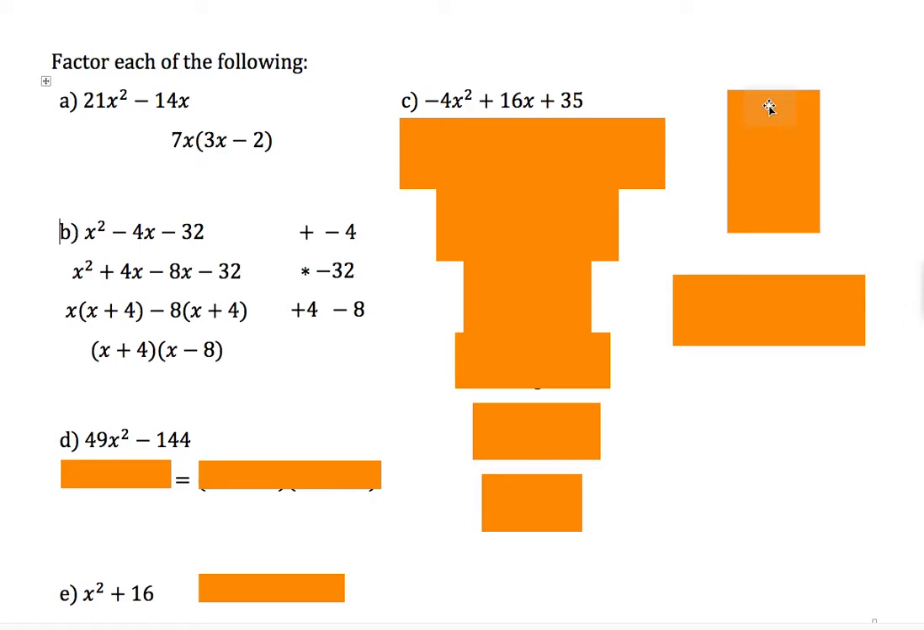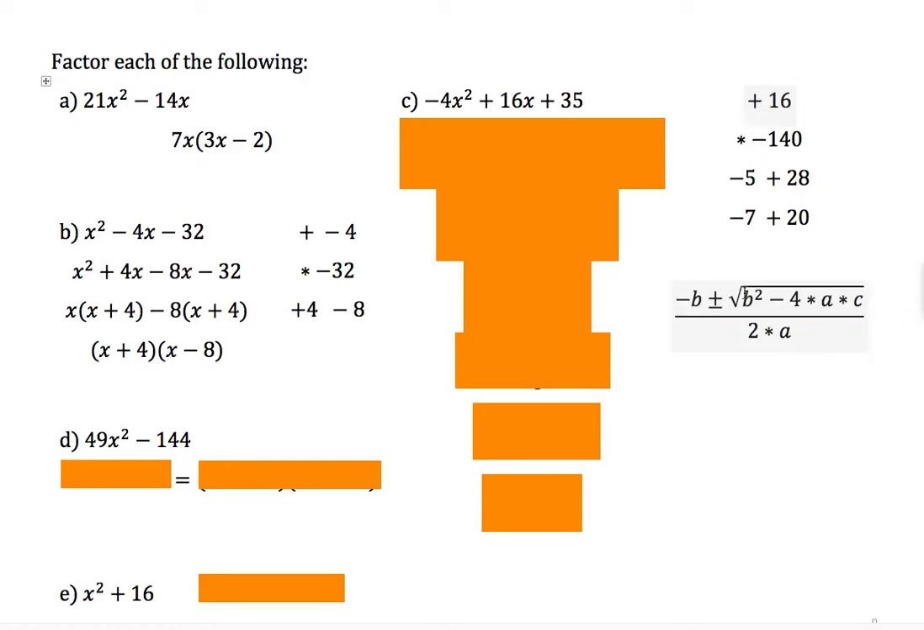For C, let me see, factor by grouping again. I want to have a positive 16, and negative 4 times 35 is negative 140. My factors, these are my two factors. I need to figure out which of the, hold on, do either of those give me a 16? Let's see, negative 5 plus 28 give me a positive 23. Negative 7 plus 20 give me a positive 13. So neither of those work, so I will have to use my quadratic formula again.